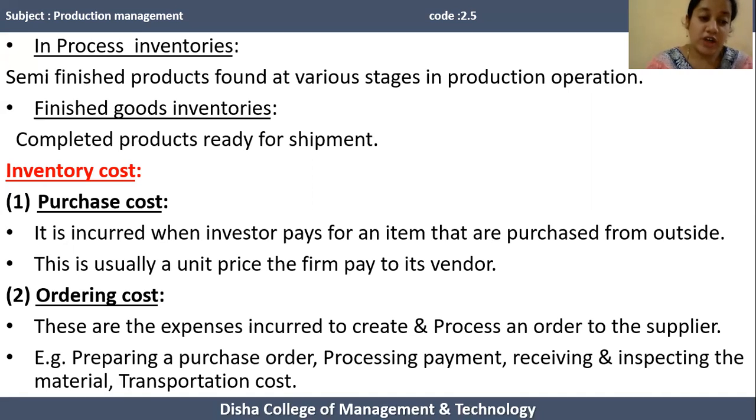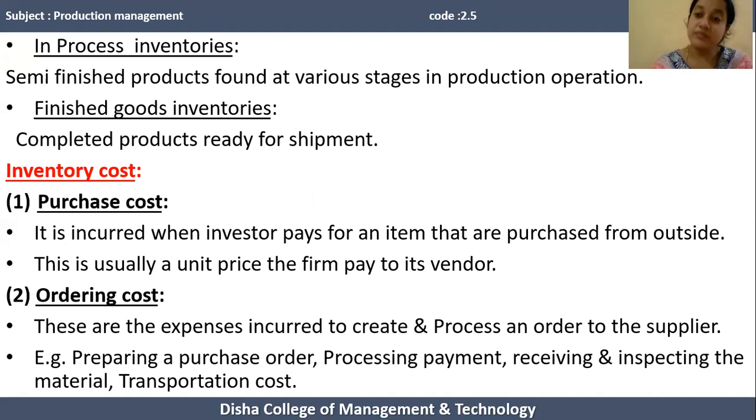Next inventory cost is the ordering cost. The word also says that ordering cost is the cost or expenses incurred for placing an order to the suppliers. Means when a firm identifies that it requires certain items, then the purchase department starts developing a purchase order, and after that the purchase department places this order to the supplier.